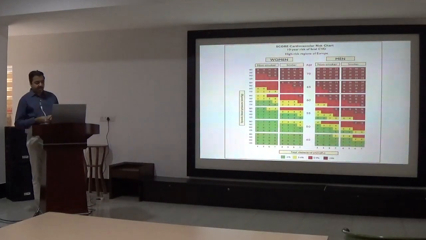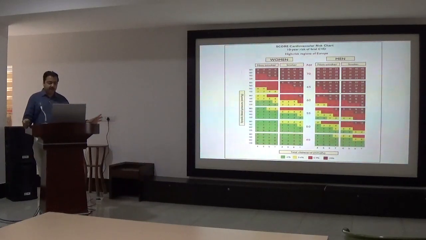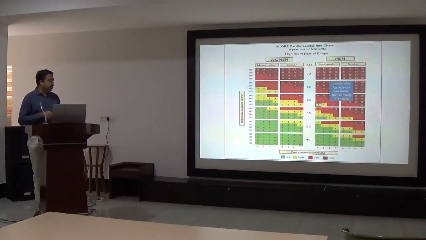So this is the high risk region of Europe chart, which gives us a score value depending on the total cholesterol level, systolic BP, gender, smoker and non-smoker. So say this person who is male, age 60 years, is in the non-smoker group, systolic BP of 120 and total cholesterol of 72 milligram per deciliter. That comes into category number 4, and the total risk for 10 years is 3-4%.